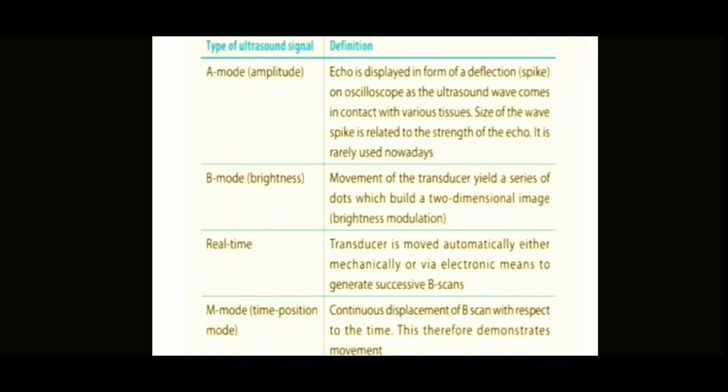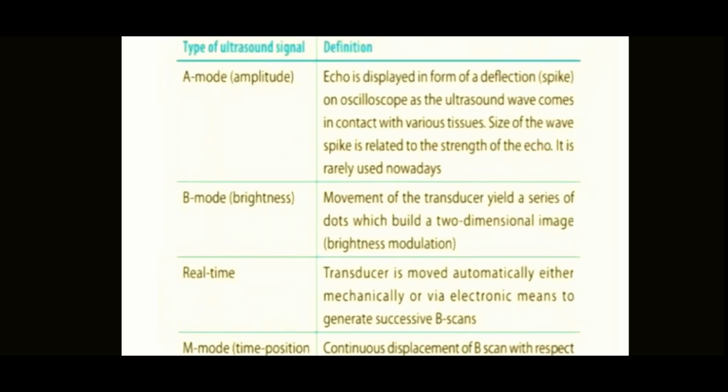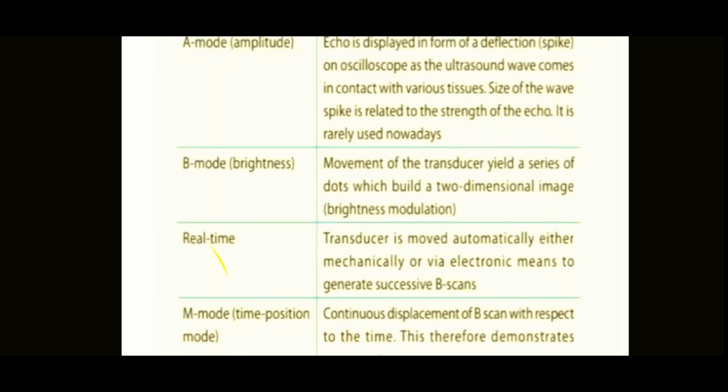Now there are four different modes of ultrasound. I just wanted to summarize this. There's A mode, B mode, real time, and M mode. A mode is when the echo is displayed in the form of a deflection, that is a spike on an oscilloscope, as the ultrasound waves come in contact with the various tissues. The size of the wave spike is related to the strength of the echo. It is rarely used nowadays. So A mode we don't use, of course.